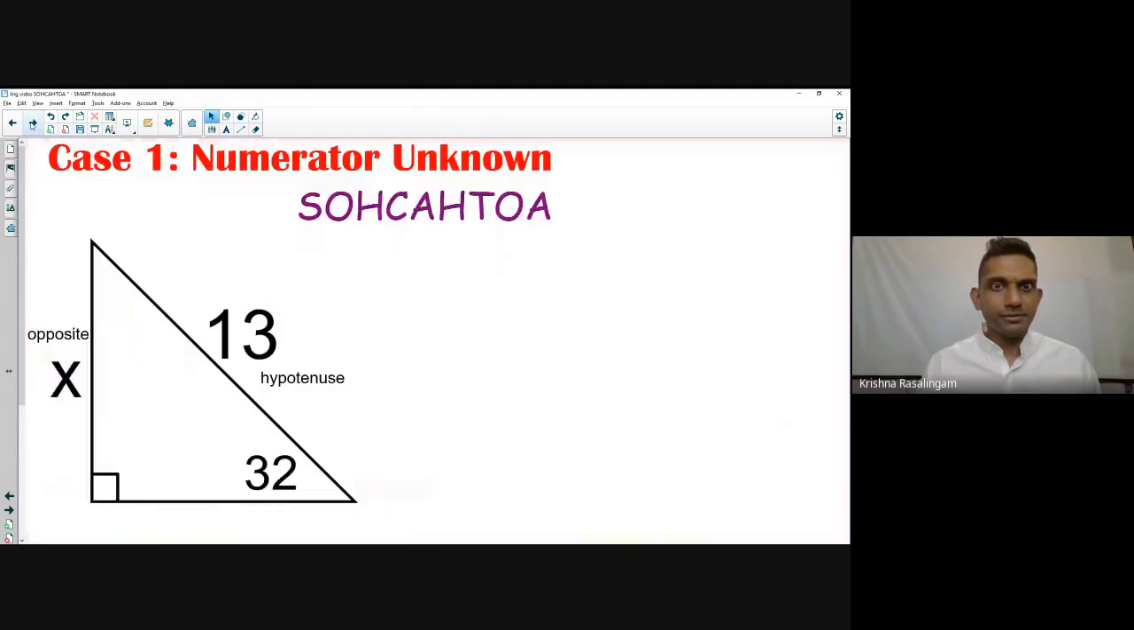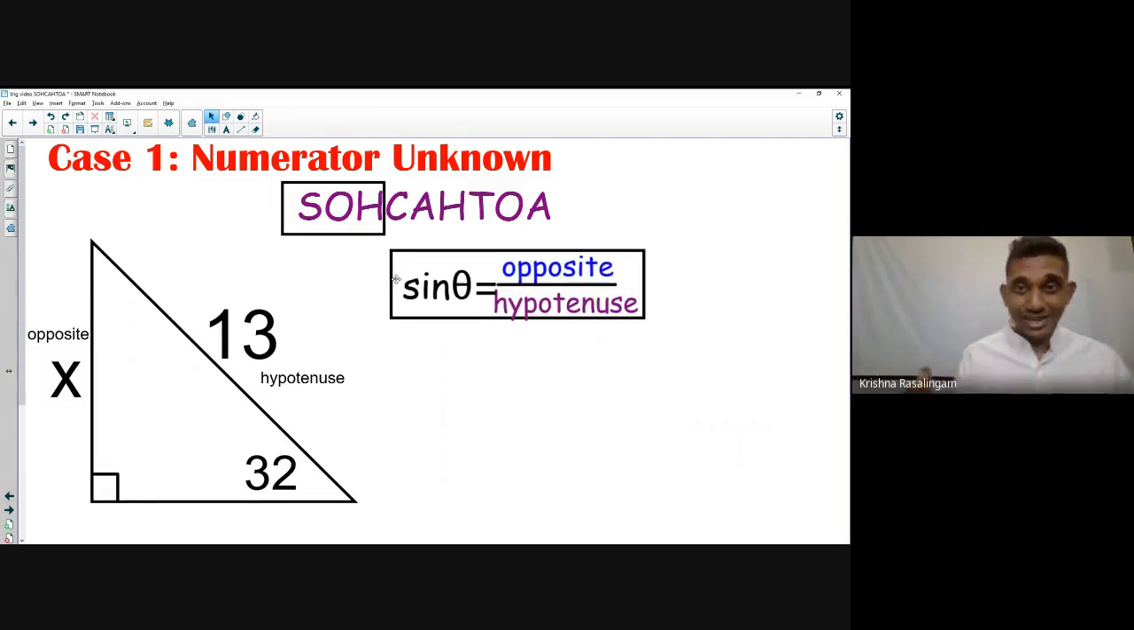Case one is when the top of the fraction is unknown. In this example, first we need to label the sides. x is the opposite and the diagonal, 13, is the hypotenuse. For SOHCAHTOA, the opposite and the hypotenuse gives us SOH. Well, what is SOH? It's that. I'll write that down next.